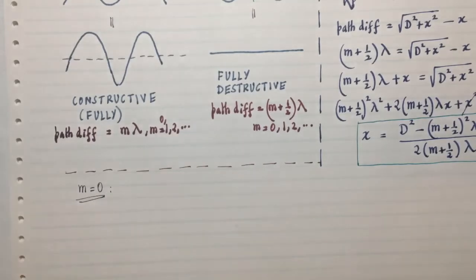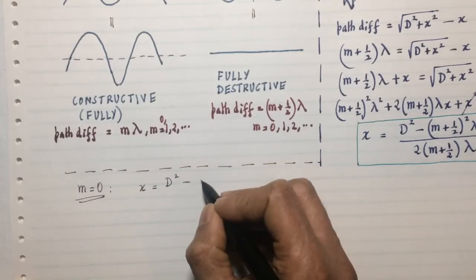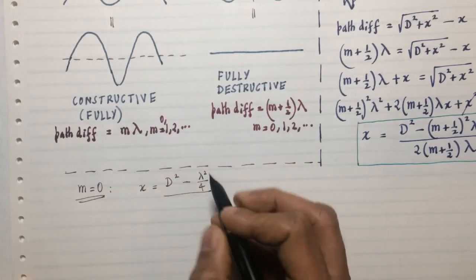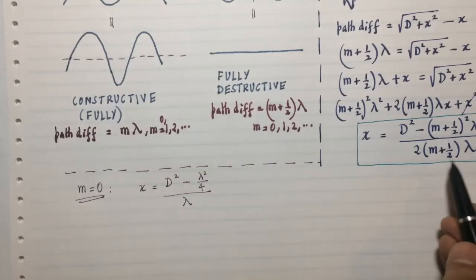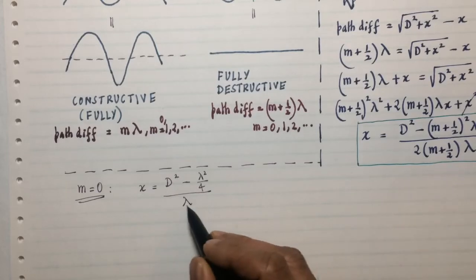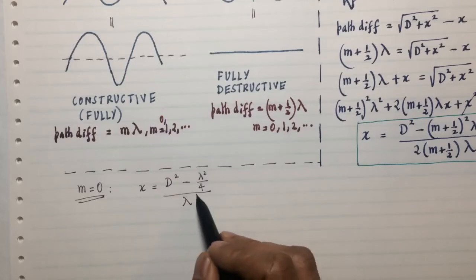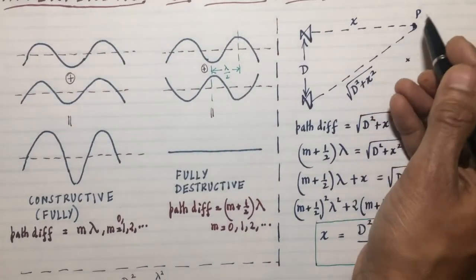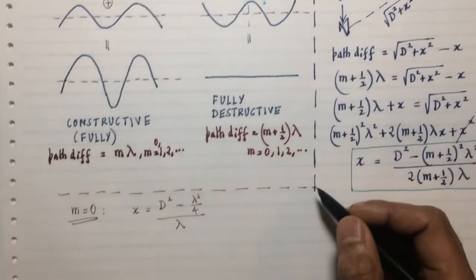That gives us the most basic positioning. So I get x equals d squared minus lambda squared over 4, divided by just lambda, because the 2 and the half cancel each other out when m equals 0. So that's a pretty simple formula to work with. Now you'll notice that, interestingly enough, there is one interesting value, x equals 0. Well, x equals 0 seems to make no physical sense because you're literally at the speaker, your ear is right against the speaker. But it's still worth examining what that really means.